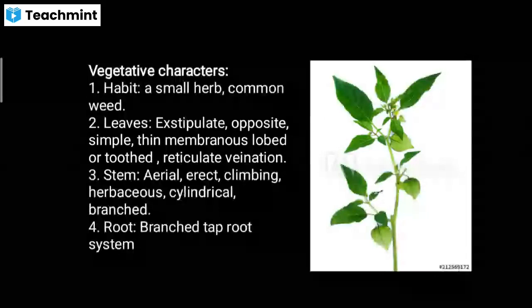You can see the pictures or twig of this Physalis. The leaves are thin, membranous, lobed or toothed structures, and they have reticulate venation. The stem of this Physalis plant is an aerial stem. It is erect, somewhat climbing, herbaceous, cylindrical, and branched. The roots are a branched taproot system. So here a taproot system is present.